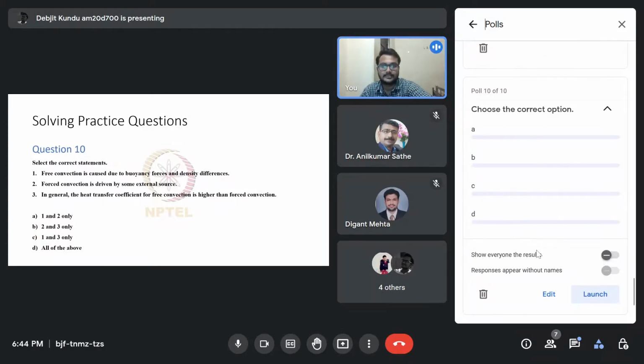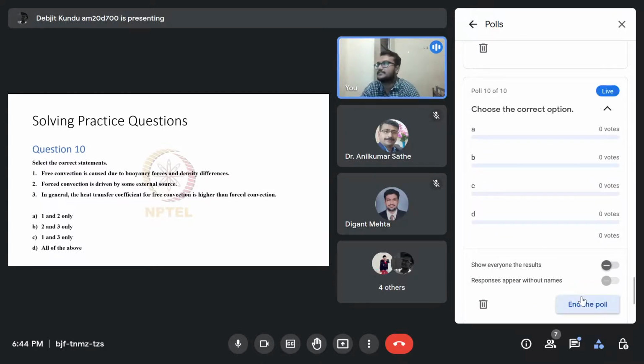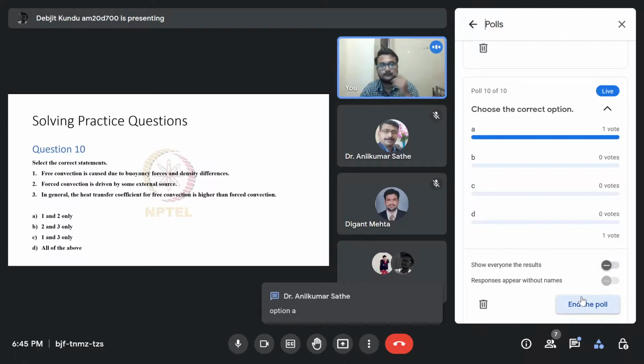There are 3 statements given below, and the first statement is free convection is caused due to buoyancy forces and density differences. Statement 2 says forced convection is driven by some external source, and statement 3 says in general the heat transfer coefficient for free convection is higher than forced convection. So among these 3 statements, some are correct, some are incorrect. You have to first figure out which ones are correct and incorrect, and then you have to select the correct combination from the options given below.